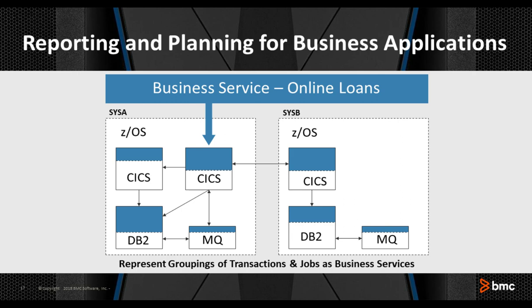Traditional capacity planning tends to look at what's the growth in CICS, what's the growth in DB2, what's the growth in MQ and on the system and so on. When you do that, it's difficult for the business to understand how the capacity plan aligns with what they're trying to accomplish. So the approach is to represent those groupings of transactions and or jobs that represent the business service.